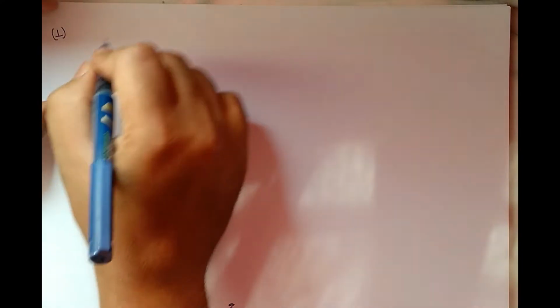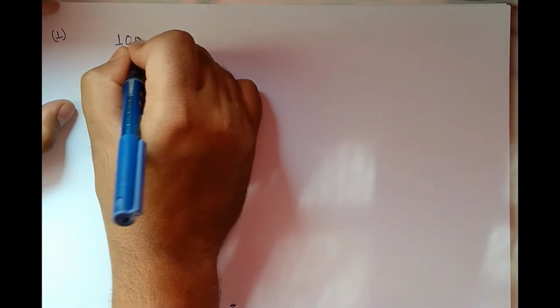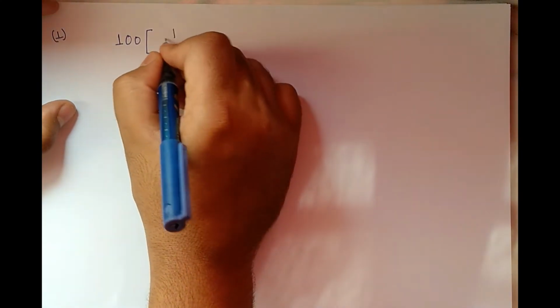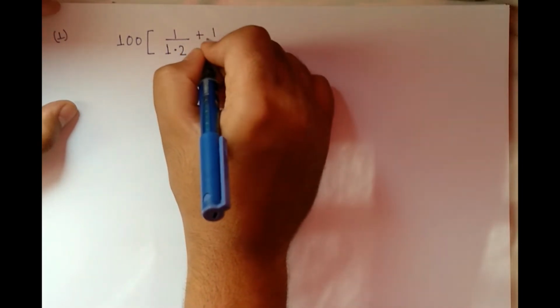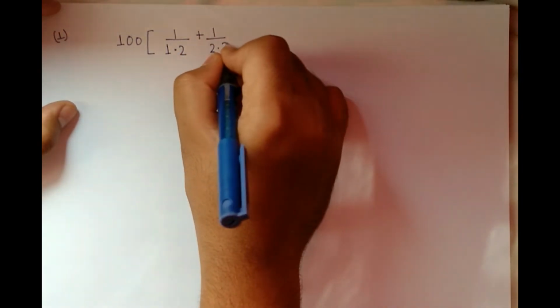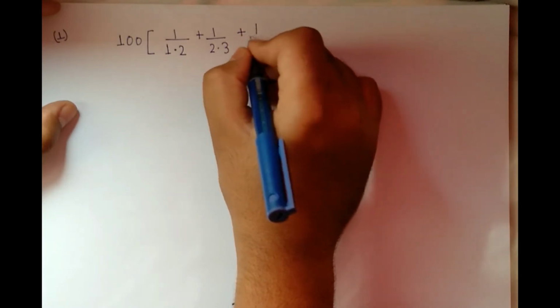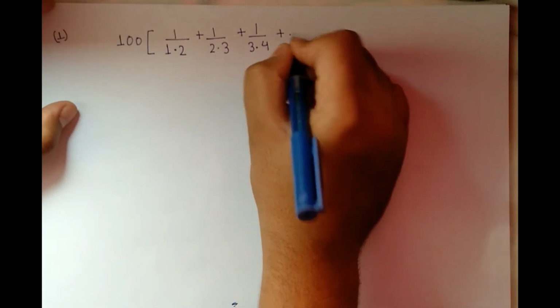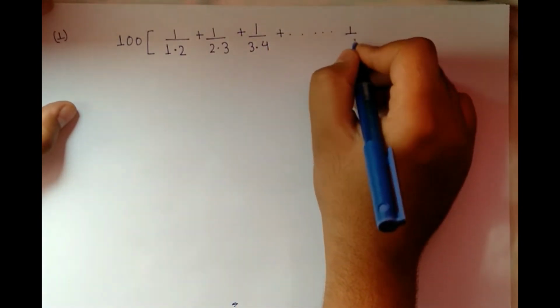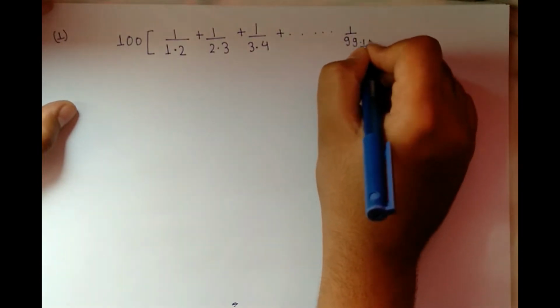My name is Aditya and today I would be discussing a few questions on definite series. So the first question is that we have 100 multiplied by 1 divided by 1 into 2 plus 1 divided by 2 into 3 plus 1 divided by 3 into 4 plus so on till 1 divided by 99 into 100.